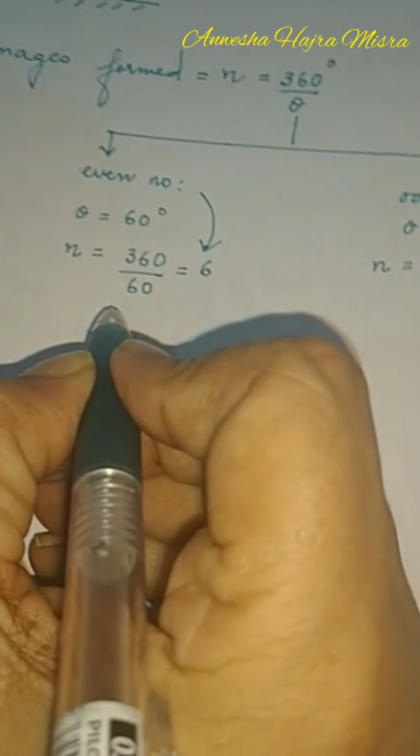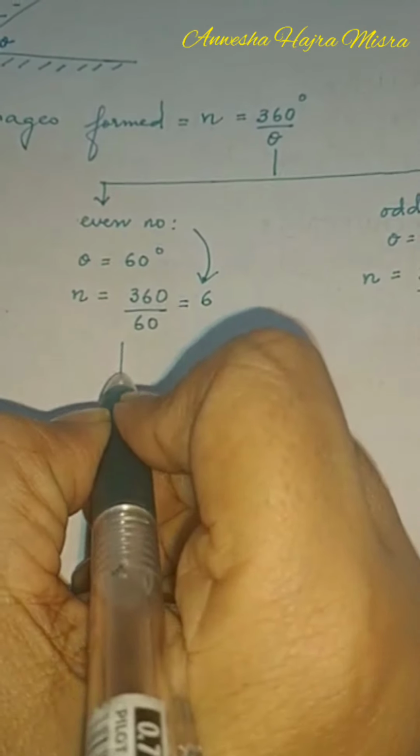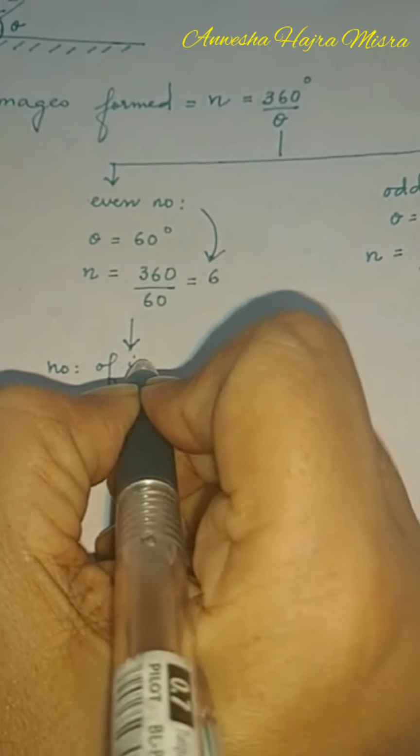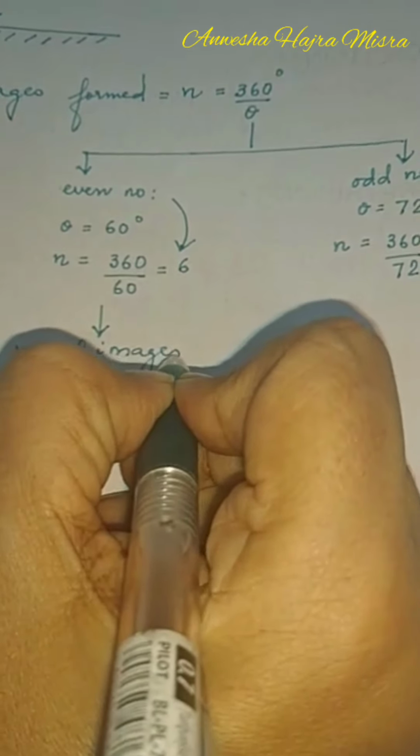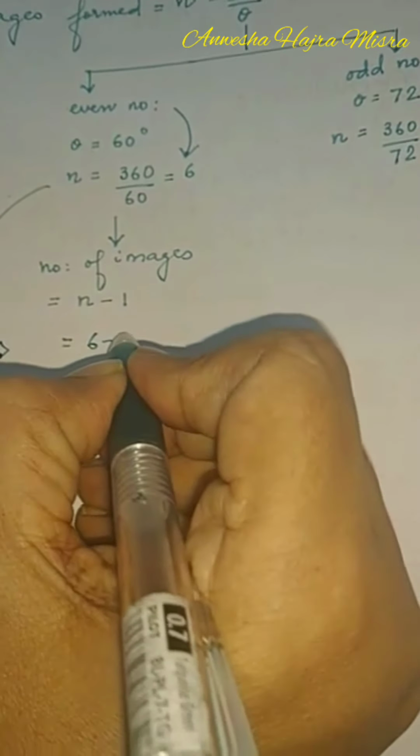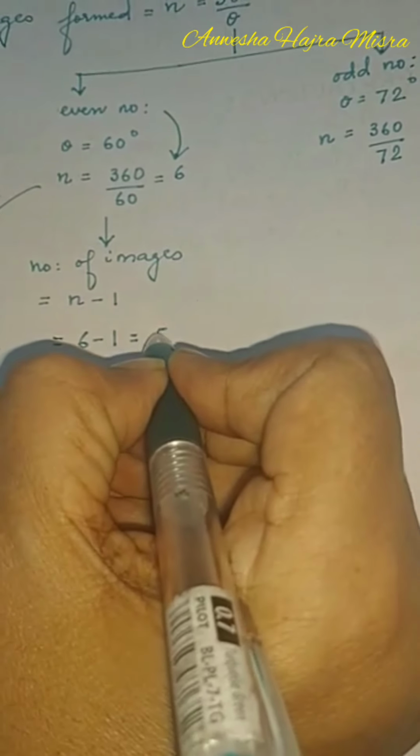Now children, when you have an even number, number of images will always be one less. Number of images will be n minus 1. So here, what will be the number of images? Number of images will be 6 minus 1, which is 5. But when the number of images is odd, there you can have two cases.